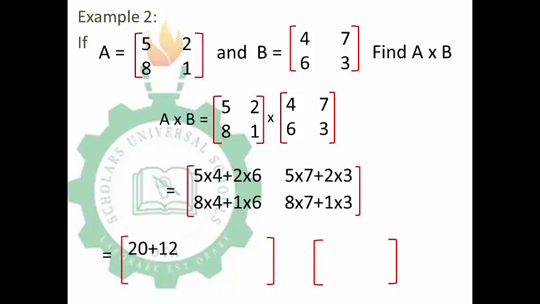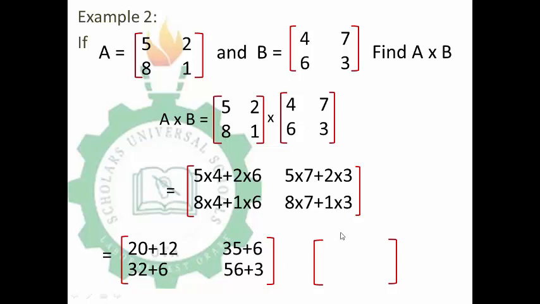So let us see how this is. This one becomes 5 times 4 is 20. 2 times 6 is 12. 5 times 7 is 35. 2 times 3 is 6. 8 times 4 is 32. 1 times 6 is 6. Then 8 times 7, what would that be? We have 56 plus 1 times 3, which is.